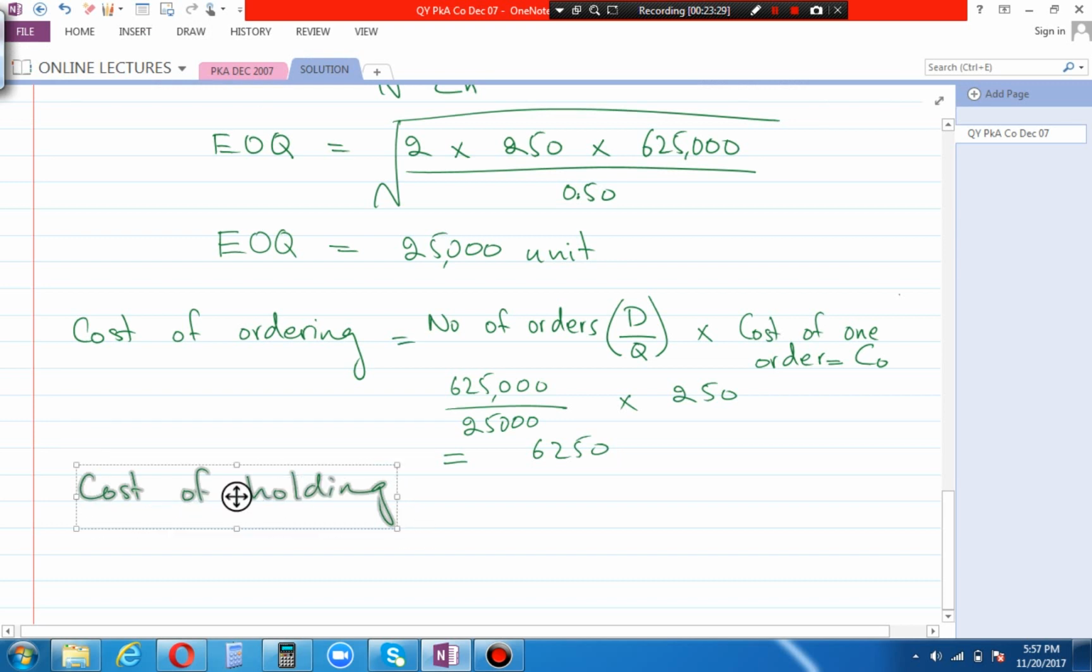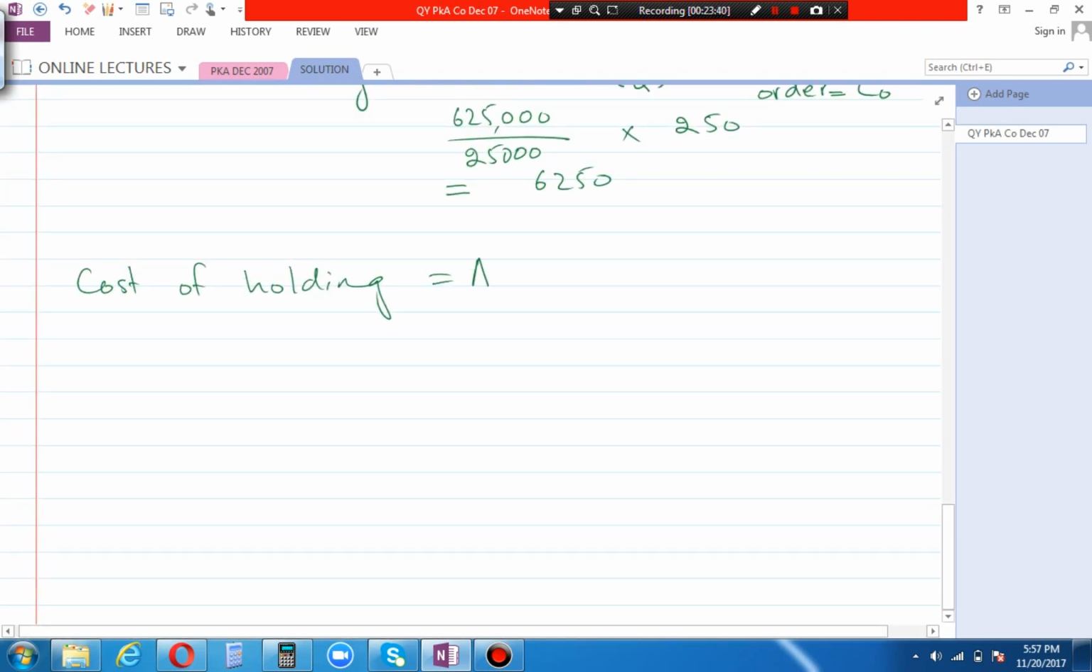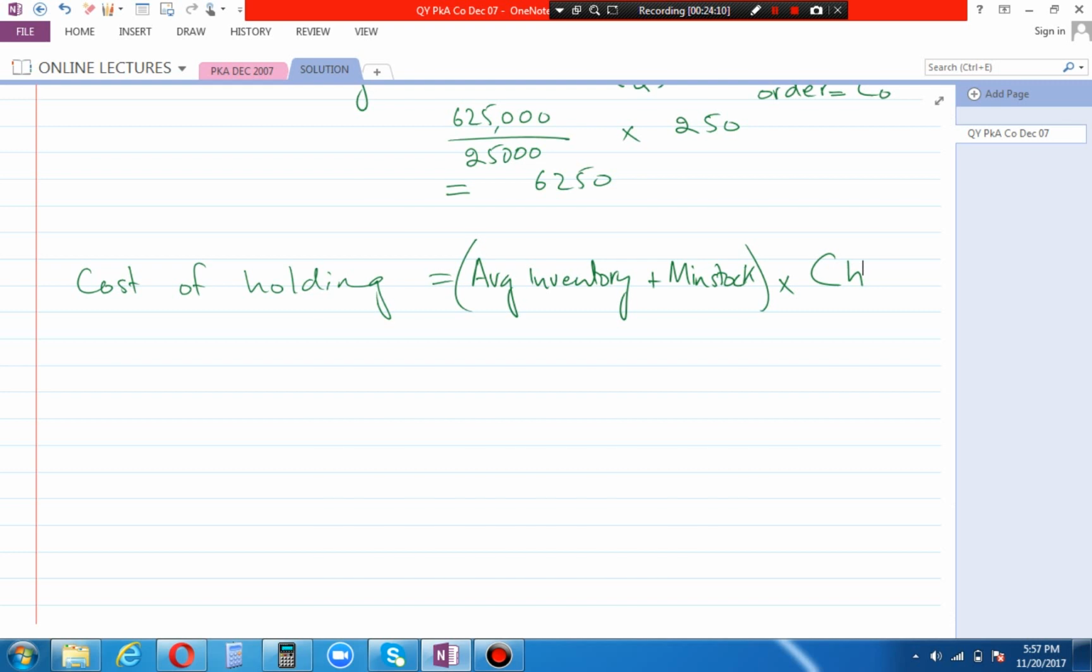And then the cost of holding, same formula would be used, average inventory plus minimum stock multiply by cost of holding one unit for 1 year. Sometimes the student asks why we should add minimum stock in the formula. Because this is the level of inventory that is not going to change. It will always be here. The minimum stock will always be here. It's not going to change, right? But the rest of the inventory, obviously, it decreases when you use it in the production.